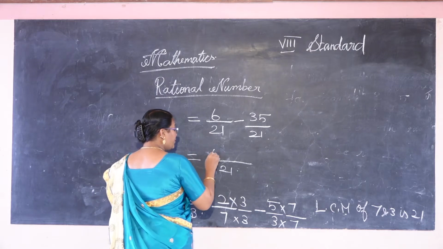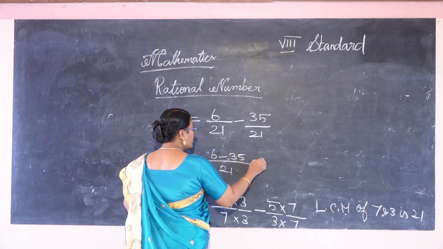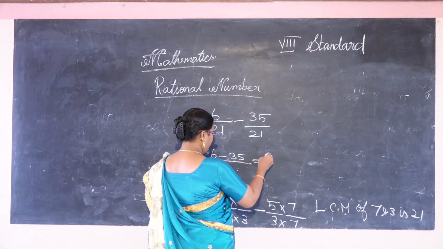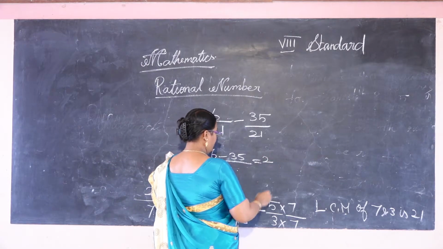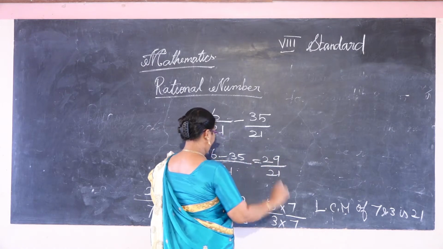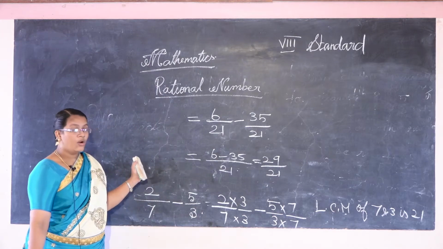Now the numerator value is 6 minus 35. So subtracting 6 minus 35, what do we get? 29. Is it? 29 by 21. So that is the answer for this problem.